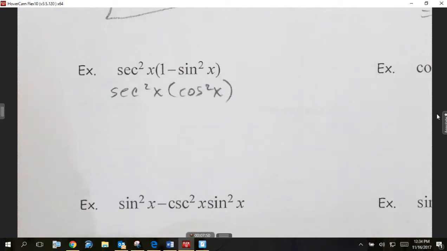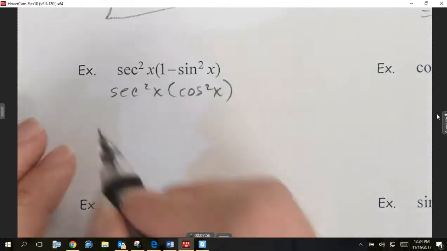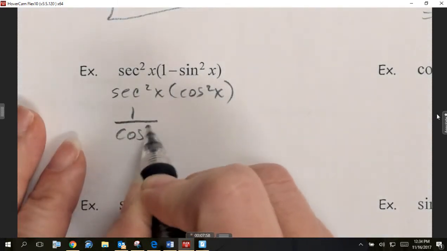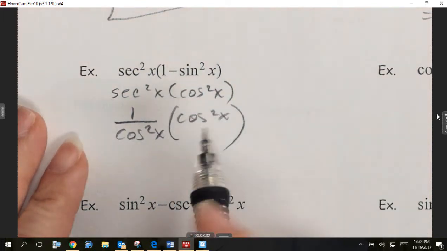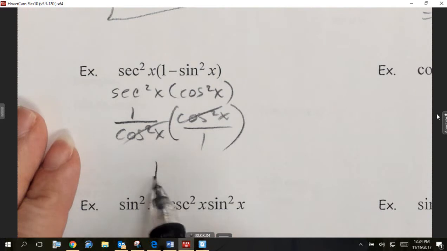Any other ideas? Because I still have the times I need to get rid of, if I can. Ready? Okay, so I'm going to make that 1 over cosine squared x, multiplied by cosine squared x. Cancel, we get 1.